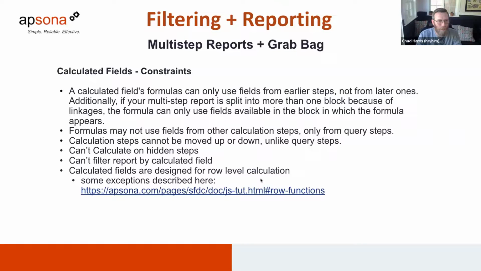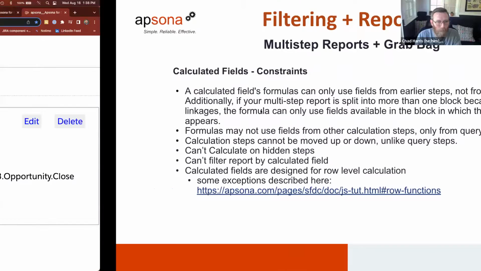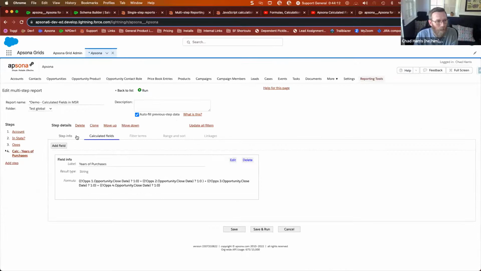Okay, let's move on to the next slide. Let's talk about some limitations that we have with calculated fields. Some of these apply to multi-step and some of them are more broad. The first one says a calculated field's formula can only use fields from earlier steps, not from later ones. Additionally, if your multi-step report is split into more than one block because of linkages, the formula can only use fields available in the block in which the formula appears.